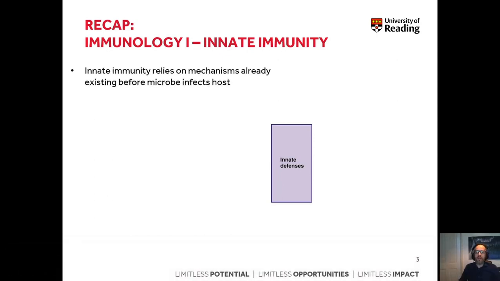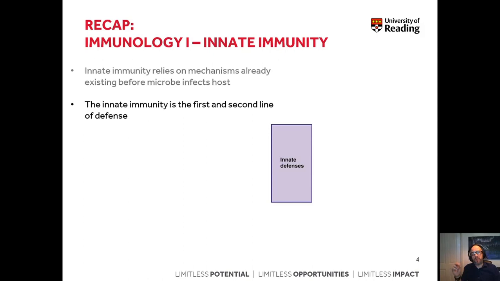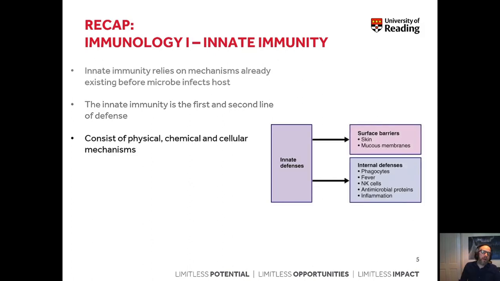So, innate immunity relies on mechanisms already existing before infection, before the microbe actually infects the host. In addition, the innate immunity represents the first and the second line of defense in infection. Moreover, it consists of physical barriers such as skin and mucous membranes. Both also include cellular mechanisms such as the action of phagocytes and mechanisms such as fever or inflammation.